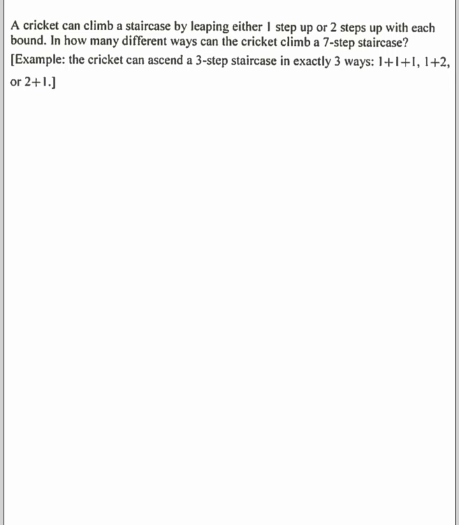So for this question, you really just had to look at all of the different possibilities. So you had to think about all of the ways that the Cricut could do this. So one way that the Cricut could go up a 7-step staircase is to go one step at a time. One step, one step, one step, one step. So that's going to be one way. What if he goes 2 steps at a time?